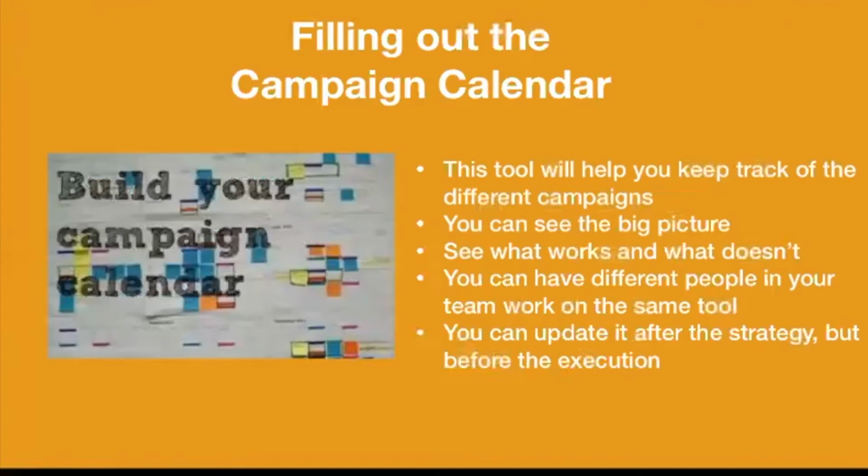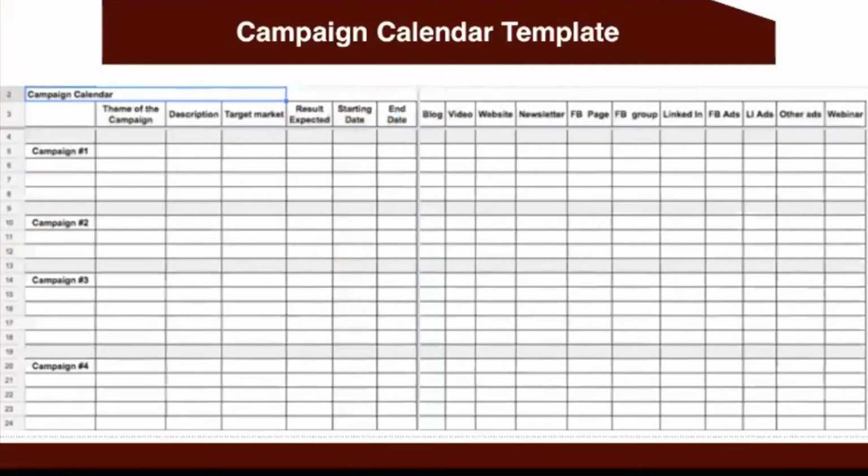And you can also update it every time you rethink your strategy or you rethink your target market or your offer, and you can update it according to your new strategy. So this is a tool. This is a campaign calendar template. And if you can't see it well here, I will send you the link to the spreadsheet, where each campaign has basically the divided information that you need to have for the specific campaign.